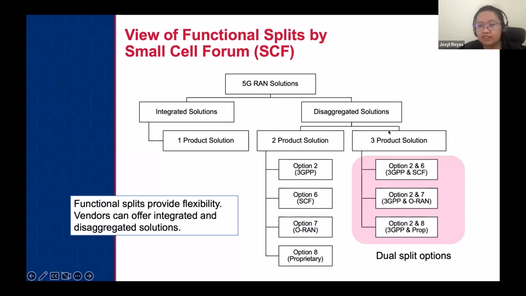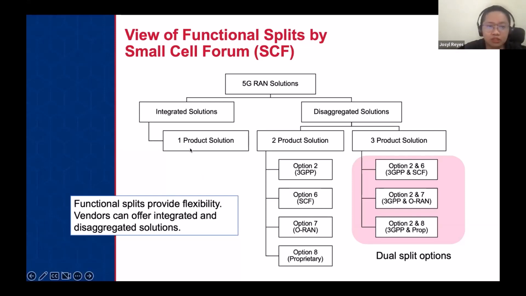The other disaggregated solution now combines the low layer and high layer splits. So you have dual split options. Here you have option 2 and 6, a combination of the two. It's based on 3GPP and Small Cell Forum standard. Options 2 and 7 are 3GPP and O-RAN. Then option 2 and 8 is 3GPP and proprietary standard, depending on the implementation of the vendor. So this is the view of the functional splits by Small Cell Forum.